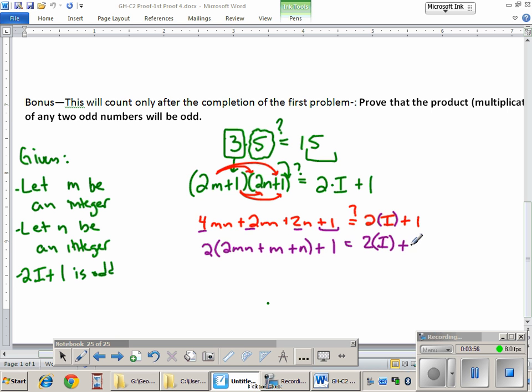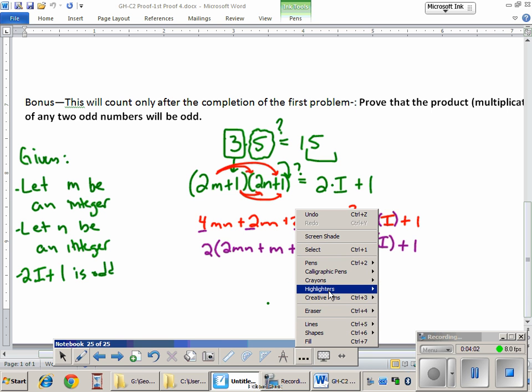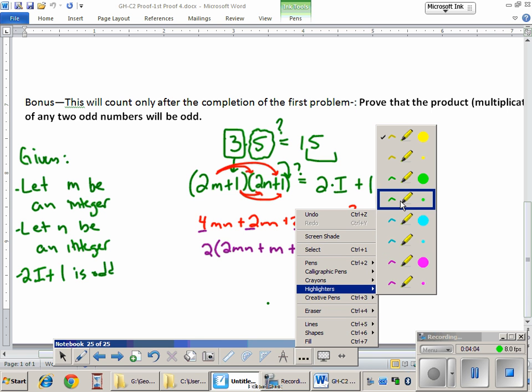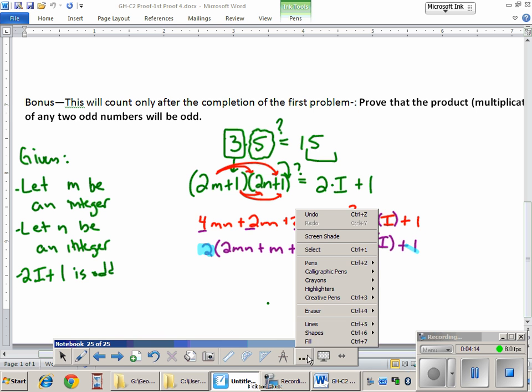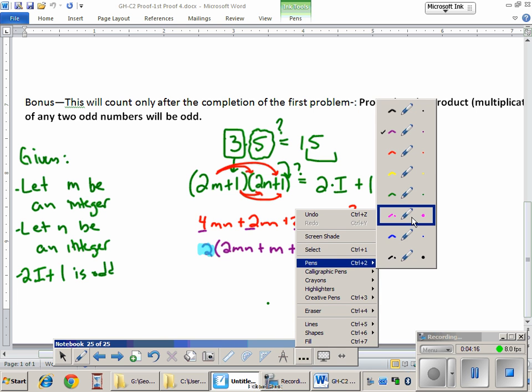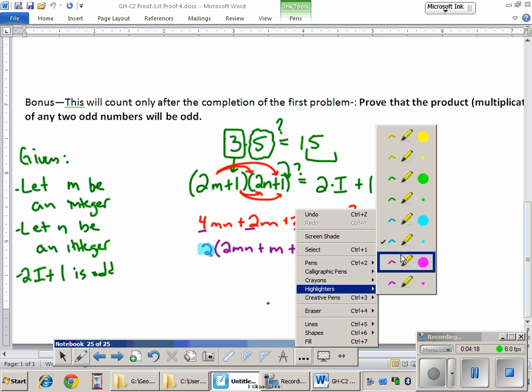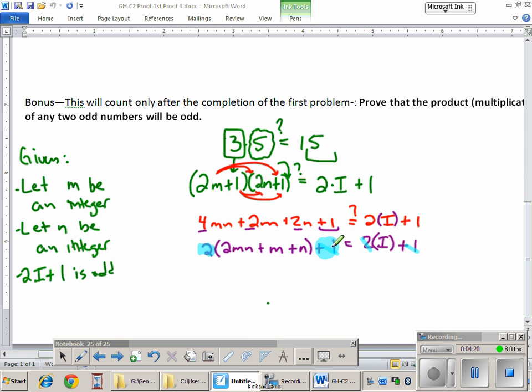I think our proof is done. Let me explain why. The 2 is in place on both sides. The plus 1 is in place on both sides. Well, look at that highlighter. What is going on there? Pen, highlighter. Let's go bigger. So the plus 1 is in place on both sides. The 2 is in place on both sides.